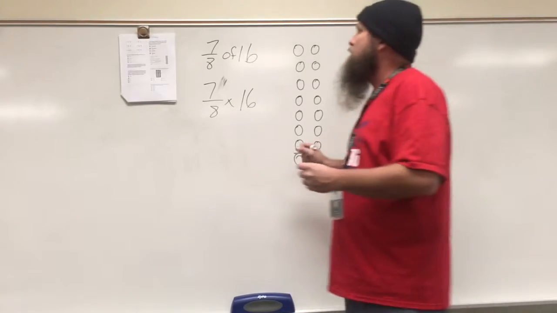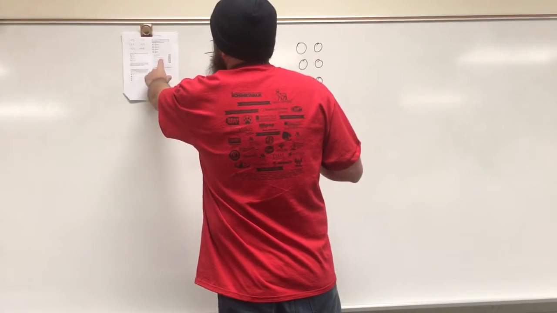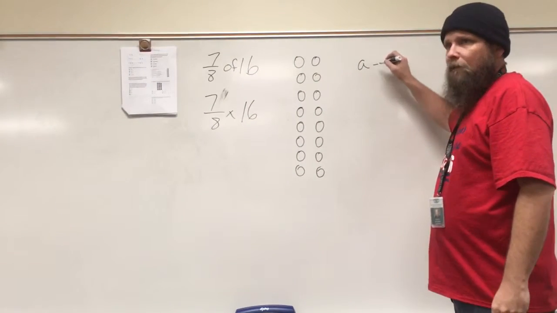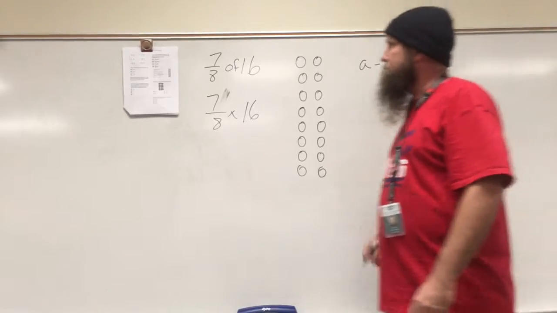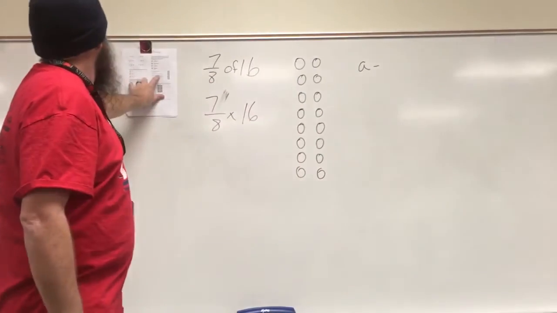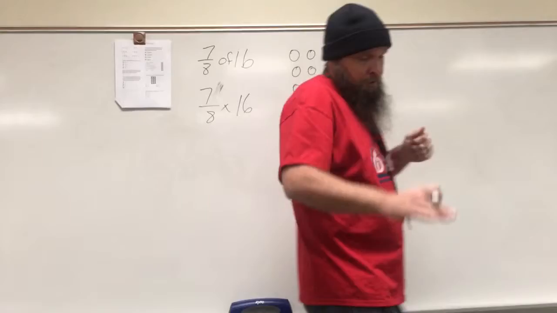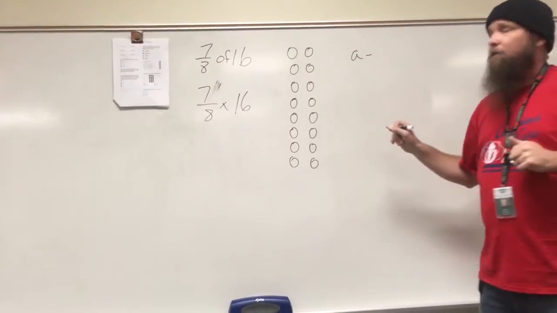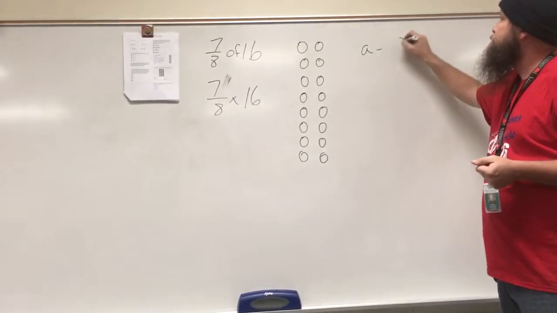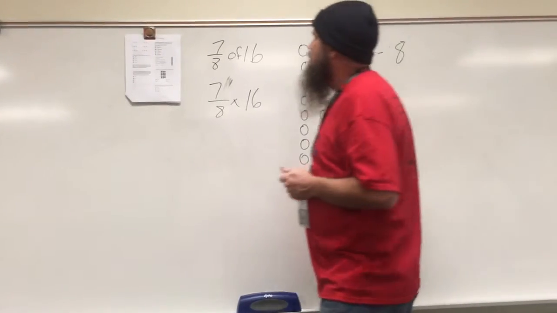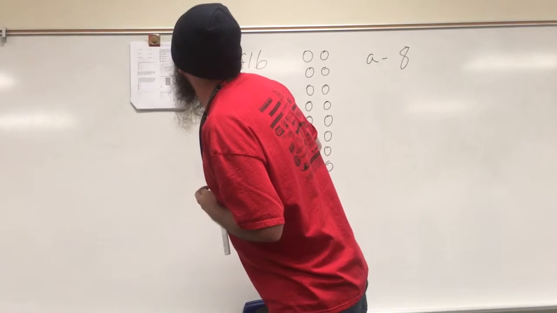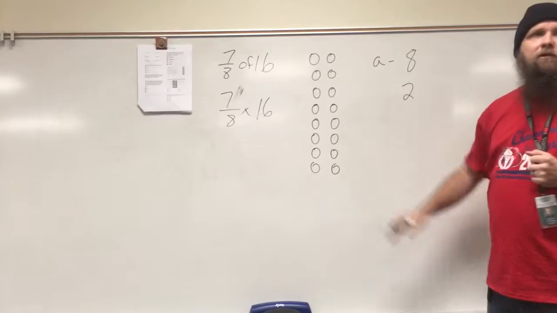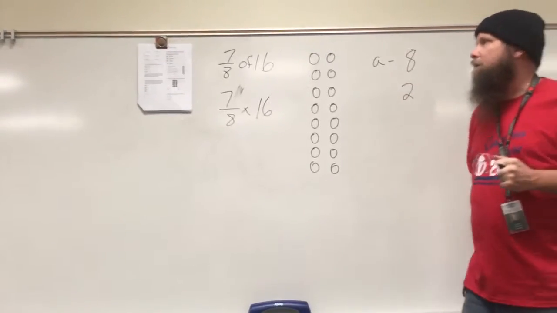Okay, then the problem asks how many counters are there, right? How many rows of counters are there? Since rows run horizontally, how many rows are there? 8. Then it says, how many counters are in each row? 2. So there are 8 rows, 2 counters in each row.